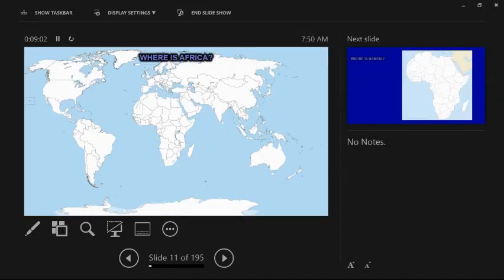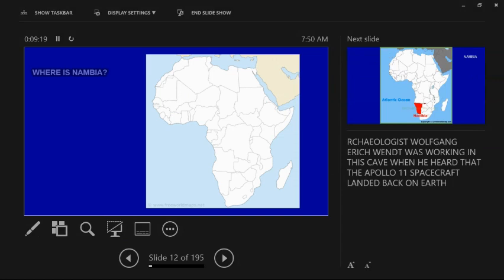So the first place that we're going to look at is in Africa. On this map, can you find Africa? Yes, it is the easiest continent to find. If you don't know where Africa is, you really need to know. So if we get a close look at Africa, the next question is where is Namibia? It's okay. I don't expect you to know. I didn't know when I was doing this.